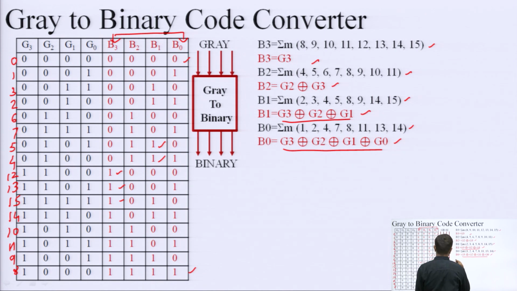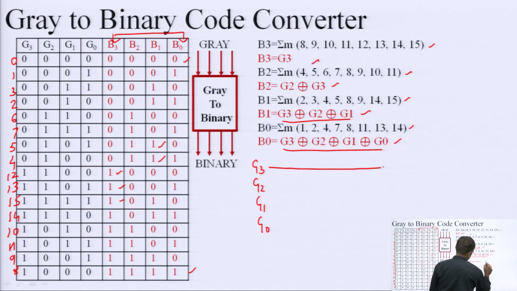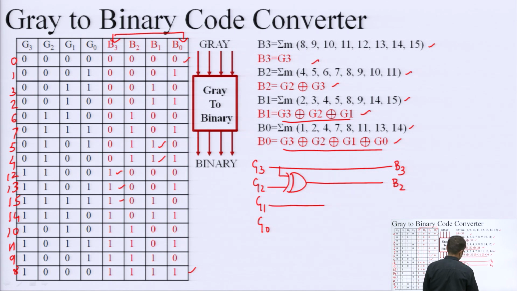So, if G3, G2, G1, G0 are available to me, G3 is the same as B3. Then G3 and G2 are XORed to provide me B2. Similarly, for the XOR of G3, G2, G1, G2 and G3 are already XORed, so I am using that only. Instead of using a 3-input XOR, I am using the previously generated XOR of G3 and G2.